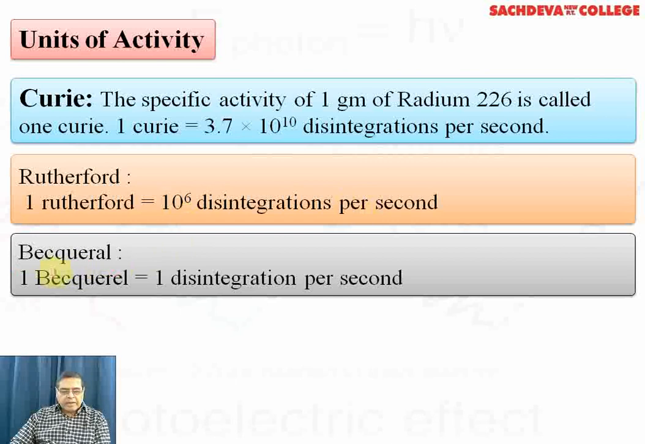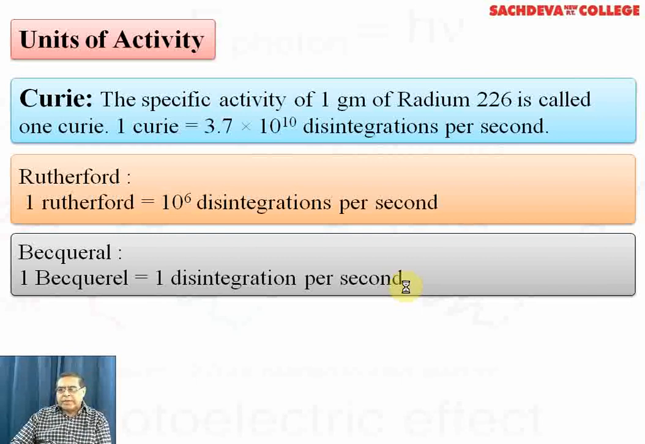Becquerel. So earlier we have discussed Rutherford, and now we are coming towards Becquerel. This is the smallest unit. 1 Becquerel is 1 disintegration per second. So we can relate the 3 units, Curie, Rutherford, and Becquerel, but all of them measure disintegrations per second, that is, the number of atoms breaking per second, or the number of nuclei breaking per second, because one atom can only have one nucleus.